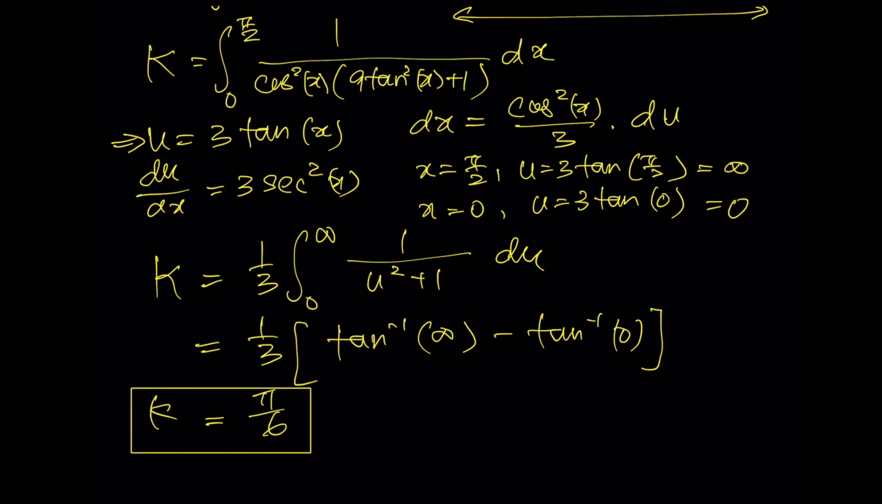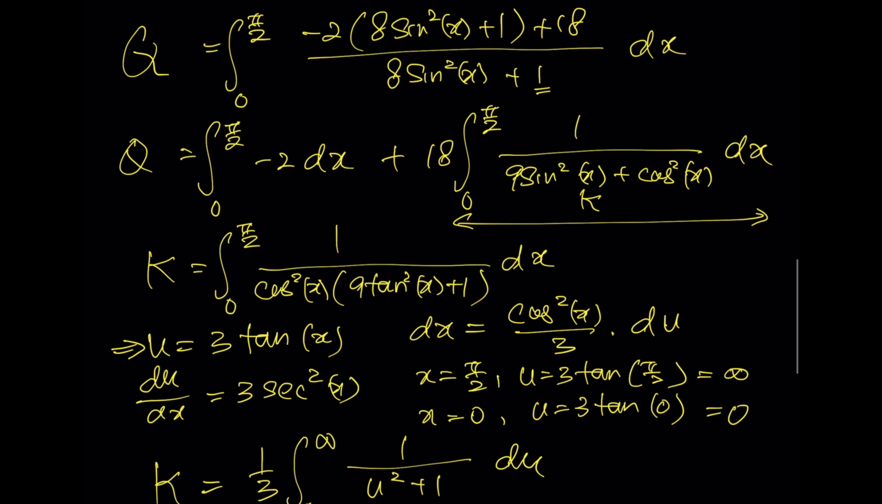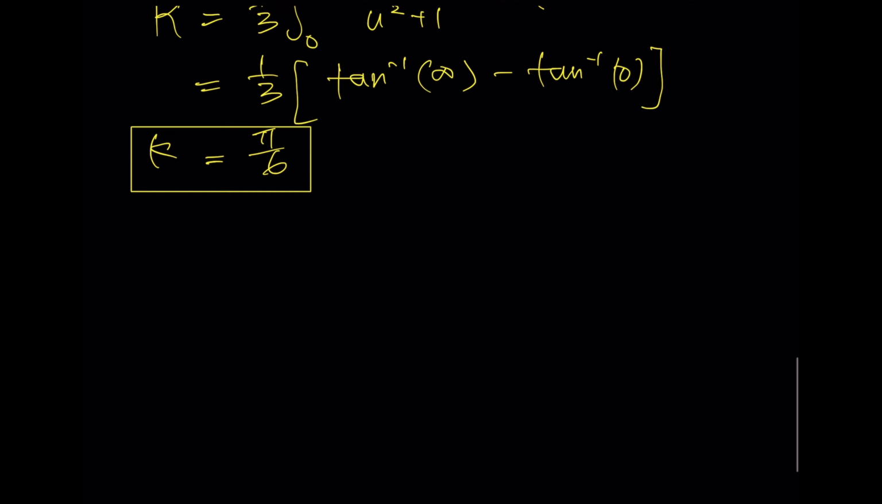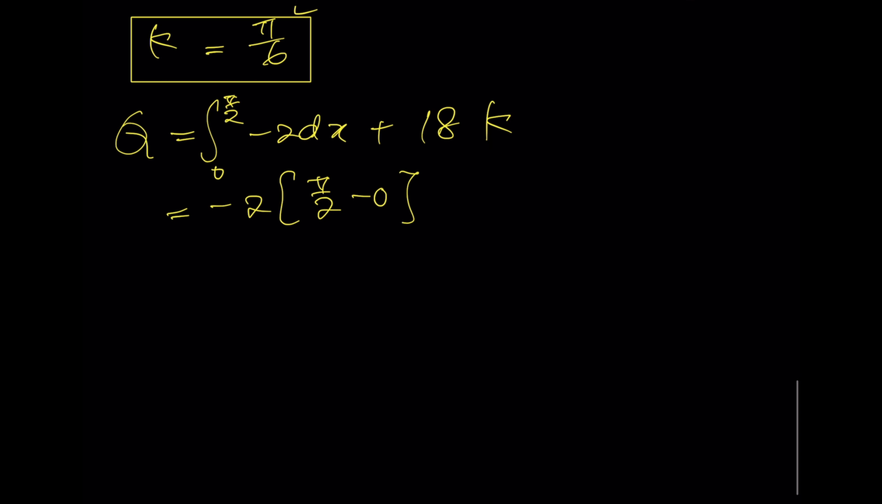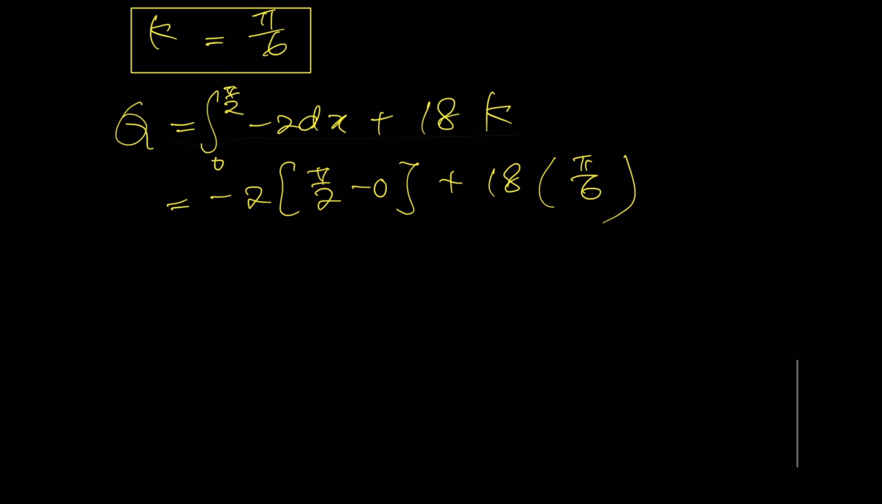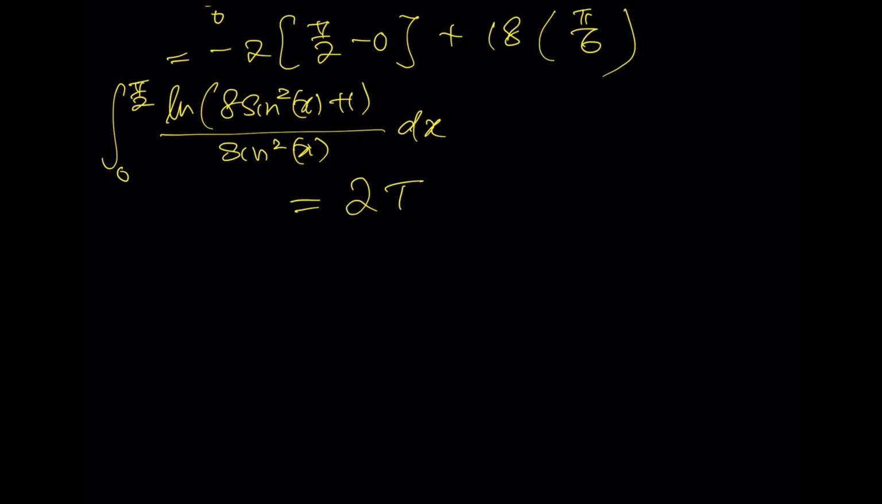Let's have a look of the equation q again. This is equation q. We know k is equals to pi divided by 6. So we rewrite the q equals to integral 0 to pi divided by 2 negative 2 dx plus 18k, which is equals to negative 2 multiply pi divided by 2 plus 18 multiply pi divided by 6. That brings us to the conclusion of this video. The final answer of this question is equals to 2 pi.